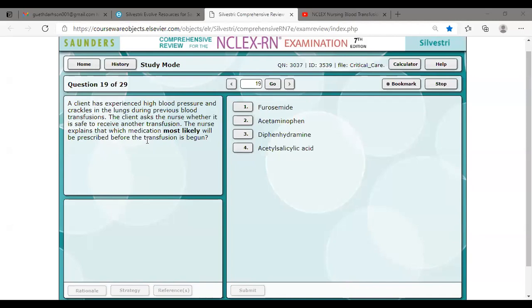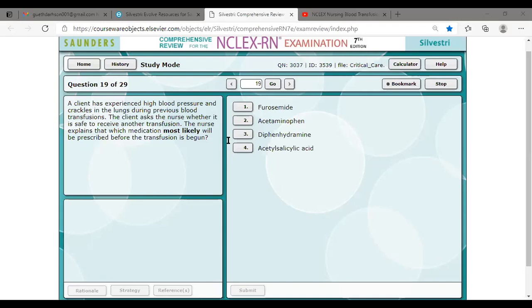Whether my patient has to go for transfusion or not is not what the question examiner asks you. They ask what medication can stop the crackles, or what medication we give to reduce the overload of fluid from the lungs. This is the question. So how can we prevent fluid overload because of blood transfusion, right?